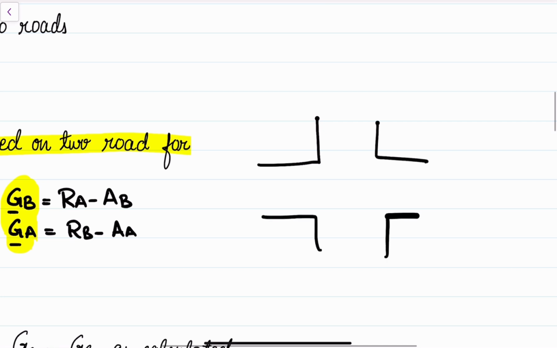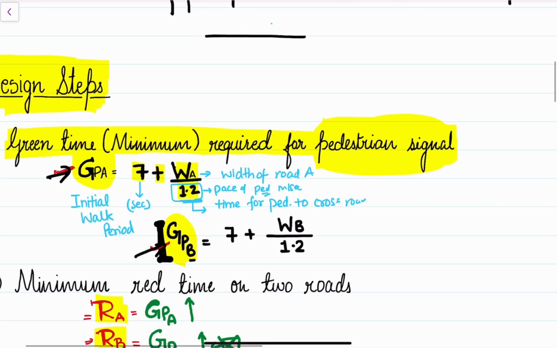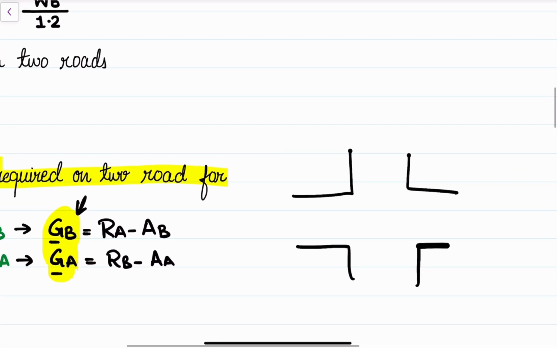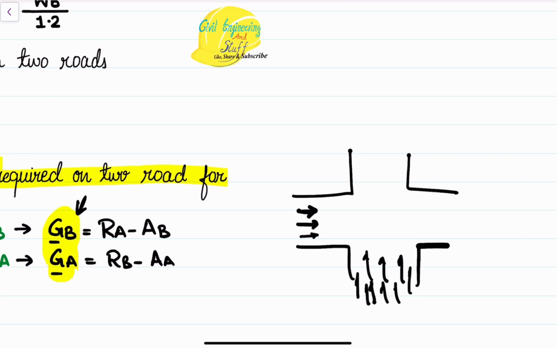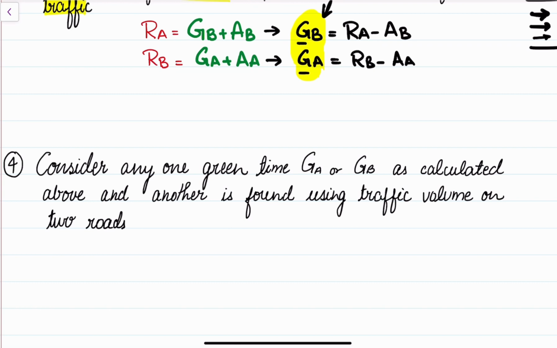This is the road intersection. This green time we have obtained by taking into consideration the green time for the pedestrians at the respective road, right? So this green time has taken the pedestrian parameter into consideration. Now we want to find the green time based on the quantity of traffic volume, the number of vehicles approaching per unit time, taking traffic volume as our reference, right? So for that we refer to step number 4, which says we have to consider any one of the green times GA or GB found in step number 3. We consider any one green time as calculated above, and another green time is found using the traffic volume on the two roads.